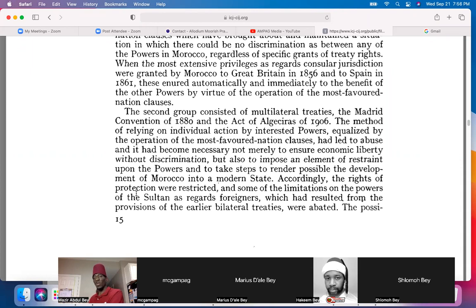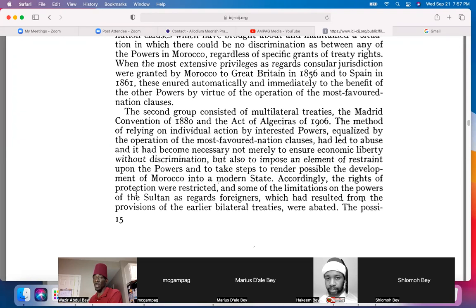The method of relying on individual action by interested powers, equalized by the operation of the most favored nation clauses, had led to abuse, and it had become necessary not merely to ensure economic liberty without discrimination, but also to impose an element of restraint upon the powers and to take steps to render possible the development of Morocco into a modern state. I didn't say that.